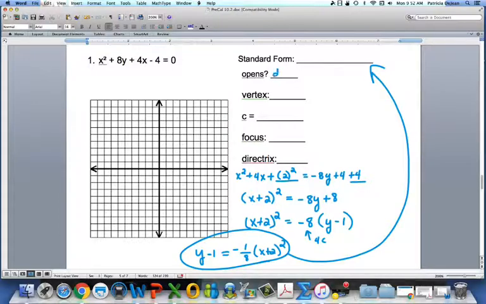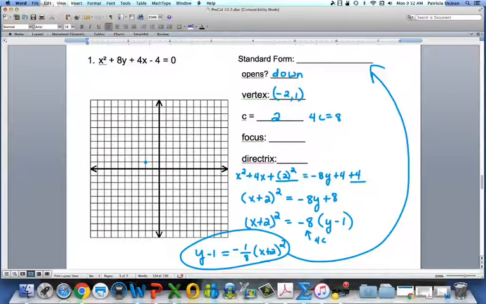Okay, so from here then, we can graph it pretty easily. Our vertex is (-2, 1). 4c is equal to 8, so c is equal to 2. And from here is just what we've done before. We have (-2, 1).